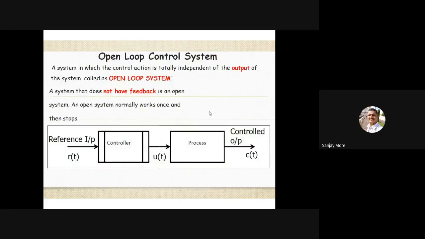Here, write down 2-3 lines. A system in which the control action is totally independent of the output of the system is called an open loop system. A system that does not have feedback.